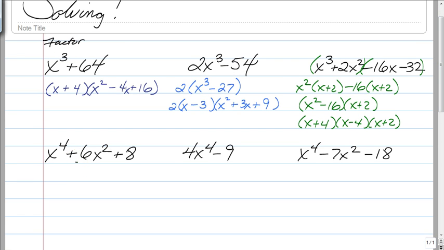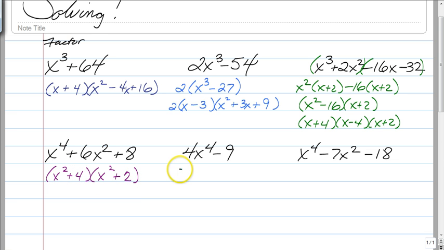This first example really is not anything new. It's a throwback to what multiplies to 8 and adds to 6. The only difference is you have an x to the 4th, x squared, and then no variable. So this is x squared plus 4 and x squared plus 2. As you see, it's the exact same. 4 times 2 is 8. 2x squared and 4x squared is going to give you your 6x squared. And then x squared times x squared is x to the 4th. So it still multiplies. It's just, instead of doing x plus 4 and x plus 2, it's x squared plus 4 and x squared plus 2.